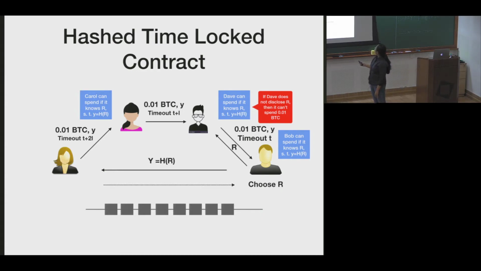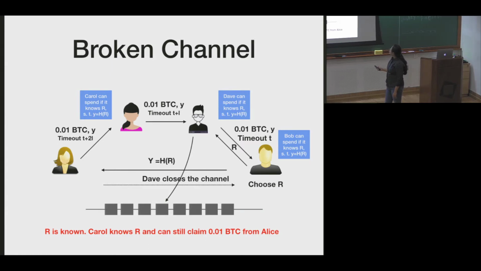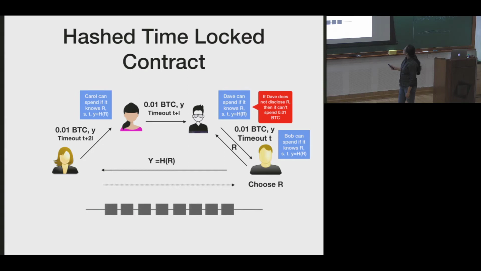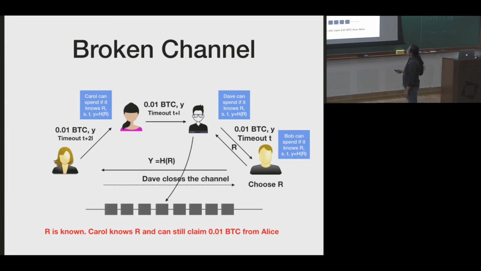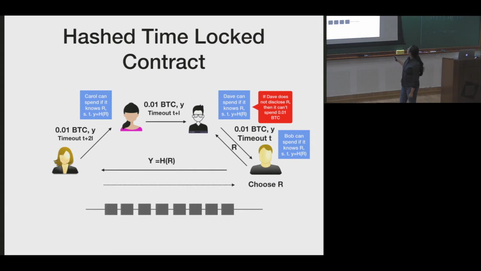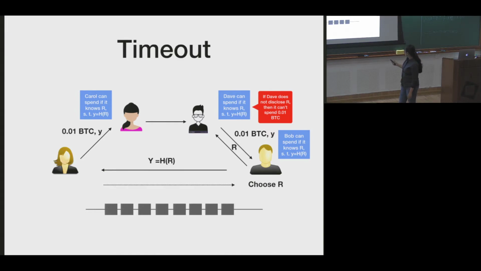Okay, so note one thing over here: R is known to Dave, R is known to Bob, and the same R is known to Alice. Later on, I'm going to say what problem this can create by having the same information known to all these parties. So over here, if Bob does not disclose R, then it cannot spend. Oh, okay, I did not go through this slide.